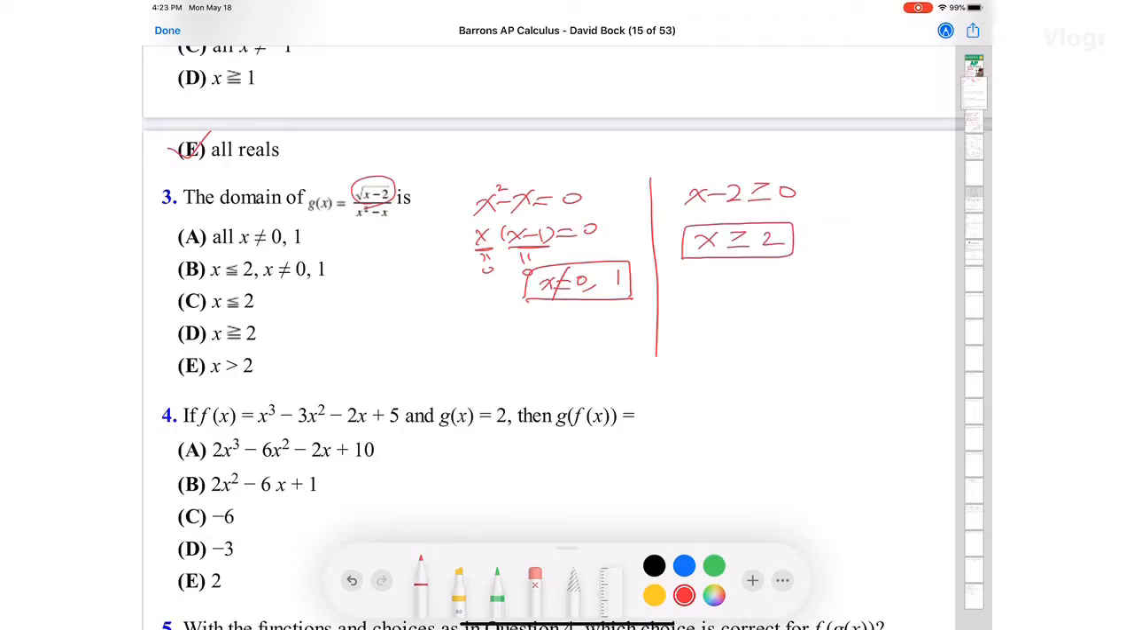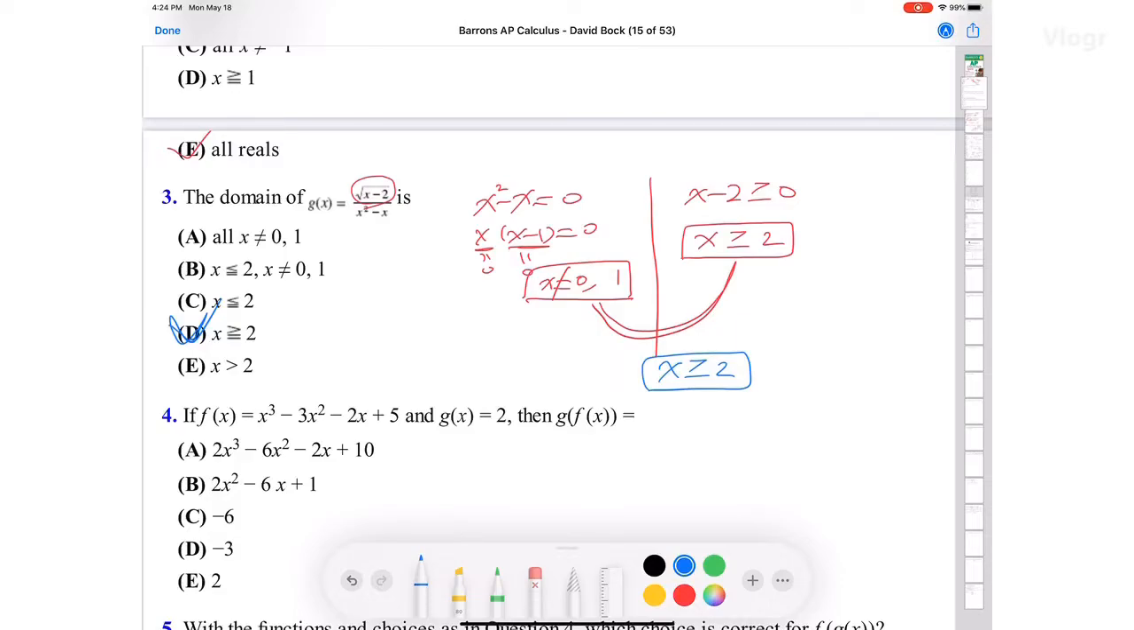So what is the final answer? Combine those two things. x should be greater than or equal to 2, and x cannot be 0 or 1. 0 and 1, those two numbers are not greater than or equal to 2, so they are automatically excluded, right? So combining those two, the final answer is what? x is greater than or equal to 2. That's the answer. So D is the answer. You got it? All right.